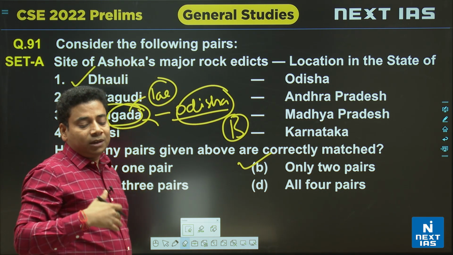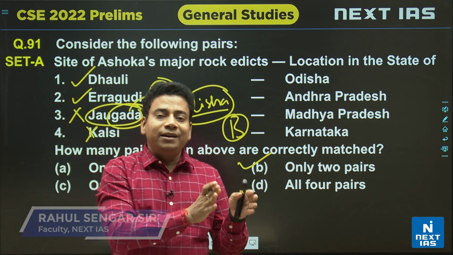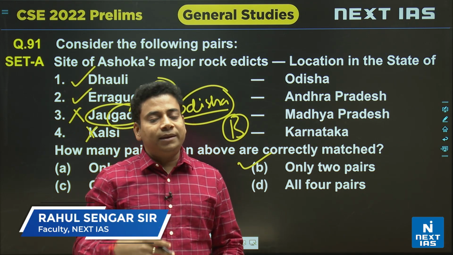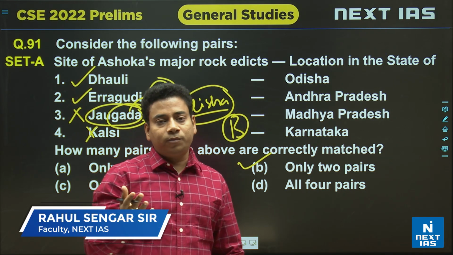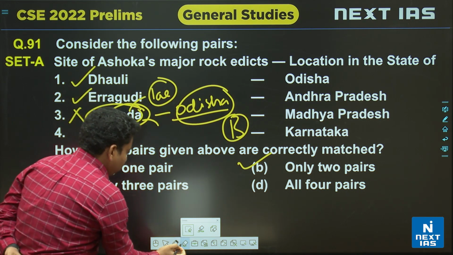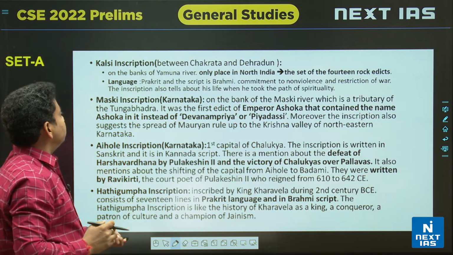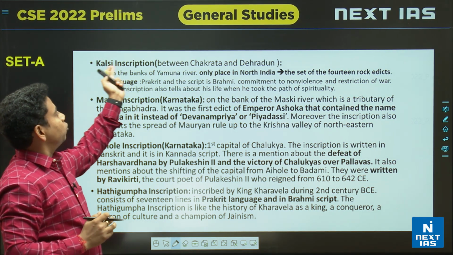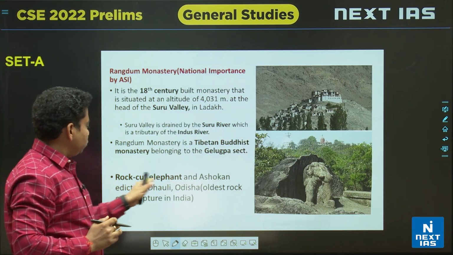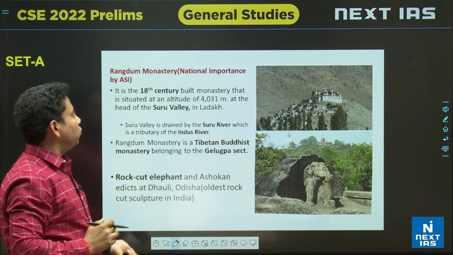But if the question must have been of the earlier type, that we can eliminate, then this must have been the very easy question straight from the classes. Okay, now moving to the next question, and this you can see is in the notes, the Kalsi inscription. This you can also see, the dholi. So this was all from the notes.